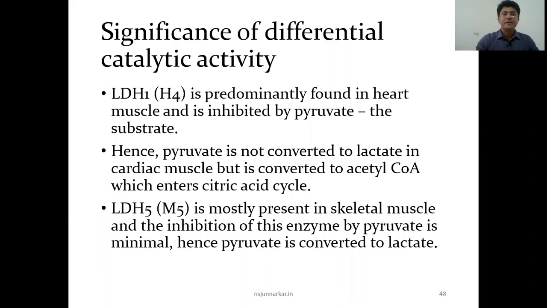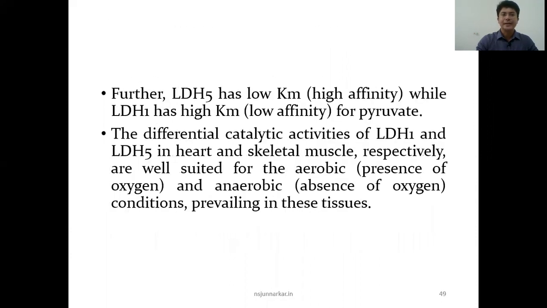So, significance of differential catalytic activity. Here LDH1 is predominantly found in heart muscle and is inhibited by pyruvate, the substrate, and hence the pyruvate is not converted to lactate in cardiac muscle but is converted to acetyl CoA, which enters into the citric acid cycle. LDH5 is mostly present in skeletal muscles and the inhibition of this enzyme by pyruvate is minimal. Hence pyruvate is converted to lactate.